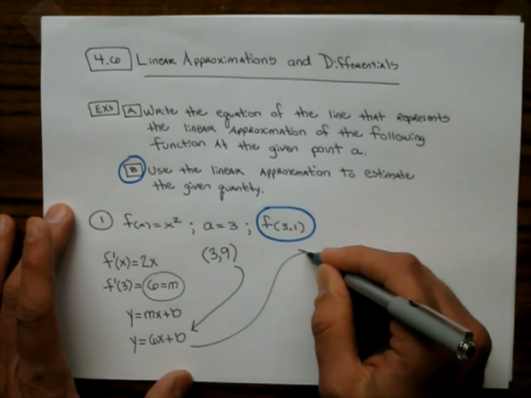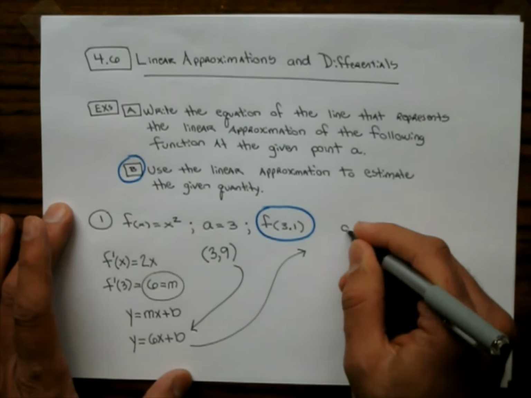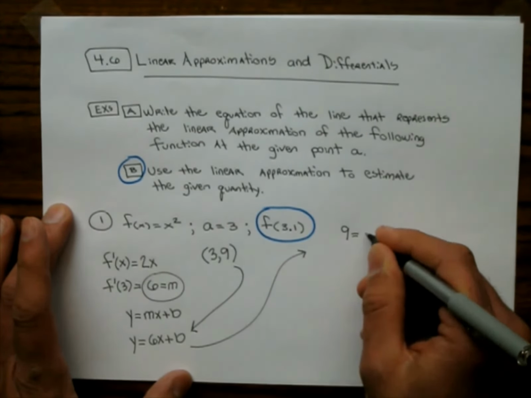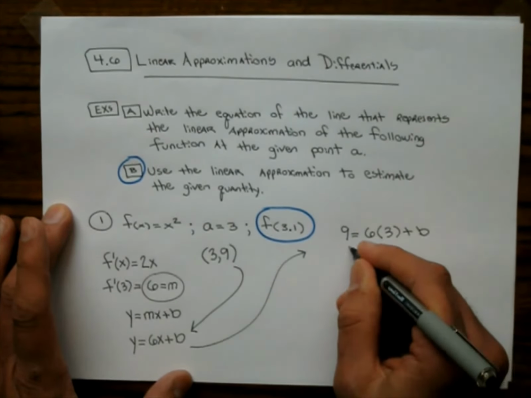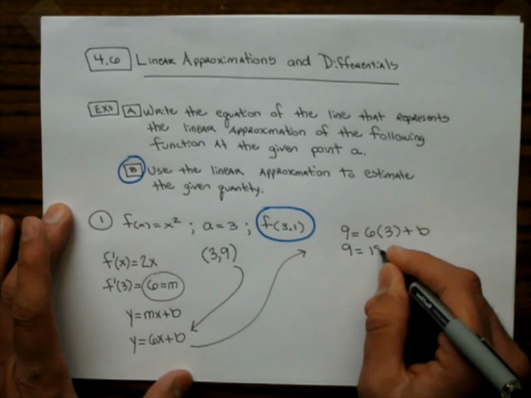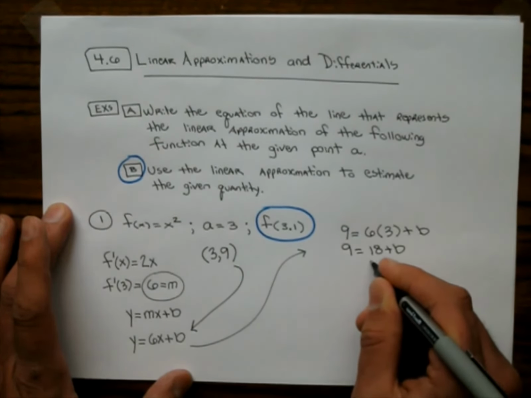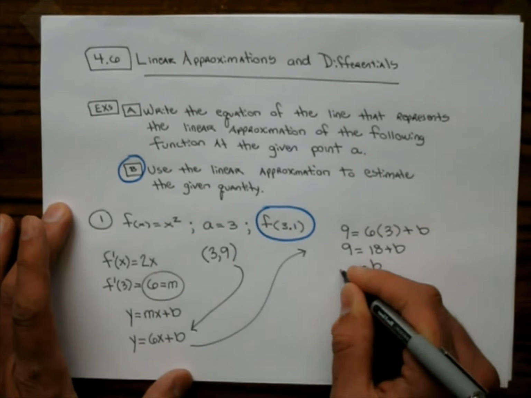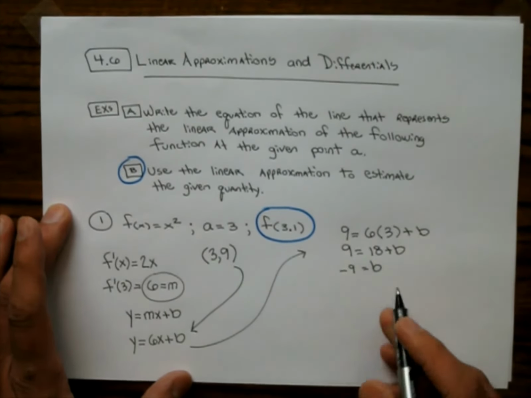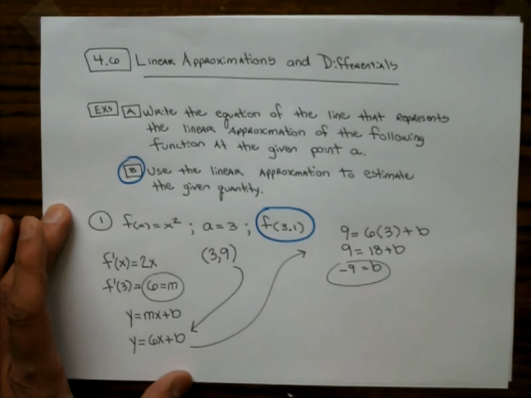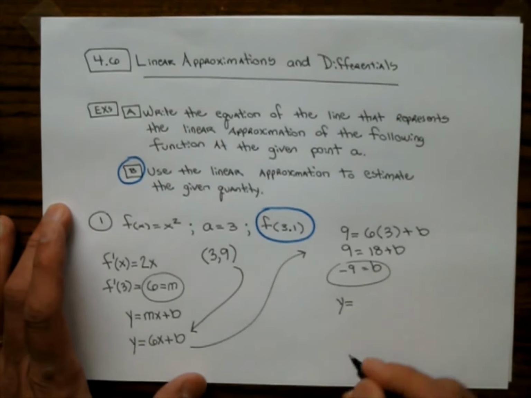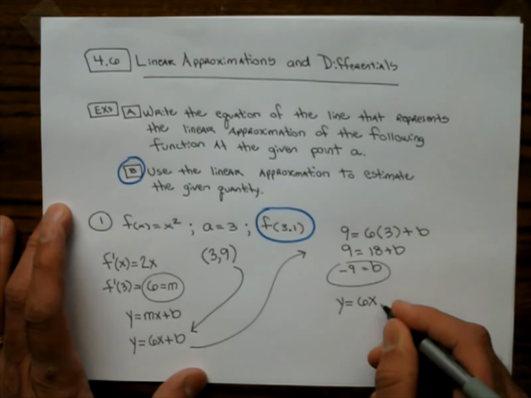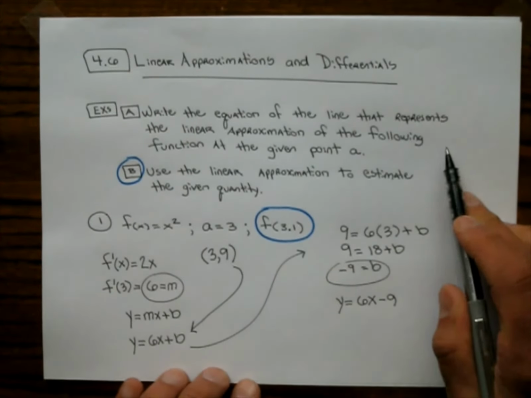Okay, so we'll bring it up here. We end up getting 9 equals 6 times 3 plus b. 9 equals 18 plus b. b equals -9, or -9 equals b. So now we know what b is. We already know what m is. And our line looks like this: y equals 6x minus 9. That is the linear approximation.